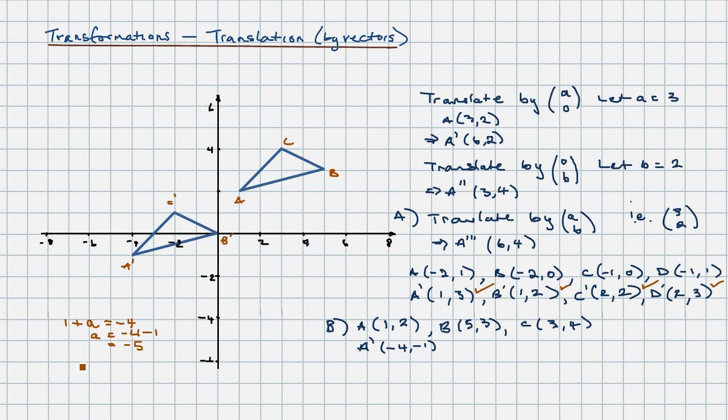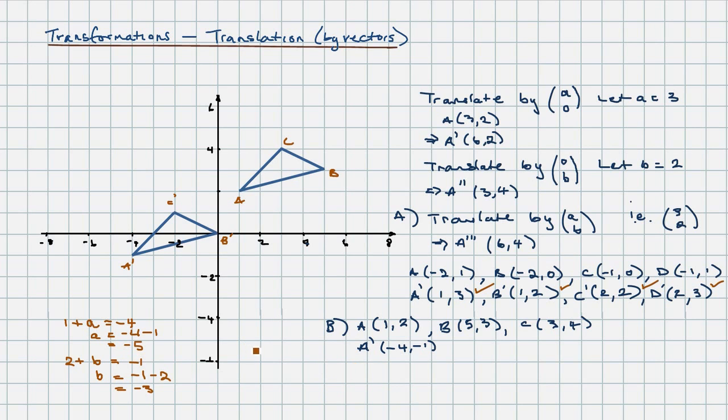What about b? Well, again, what do we need to add to 2 to give us minus 1? So 2 plus b, that we don't know, should give us minus 1. So b must equal minus 1, so subtract 2 from both sides, minus 1 minus 2, so b equals minus 3. So now we've got our vector that we're expecting of minus 5, minus 3. Let's use a graphic method now to confirm that result.